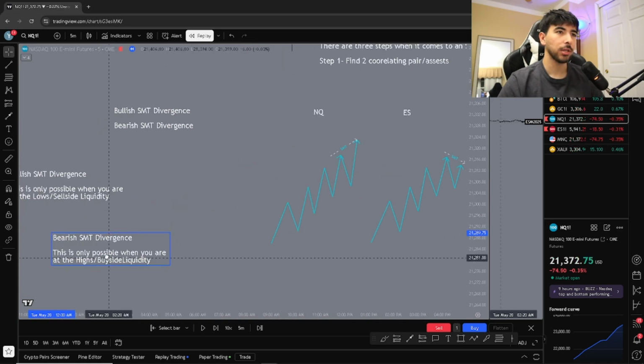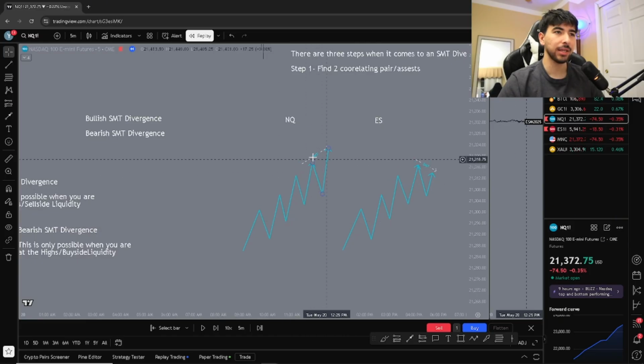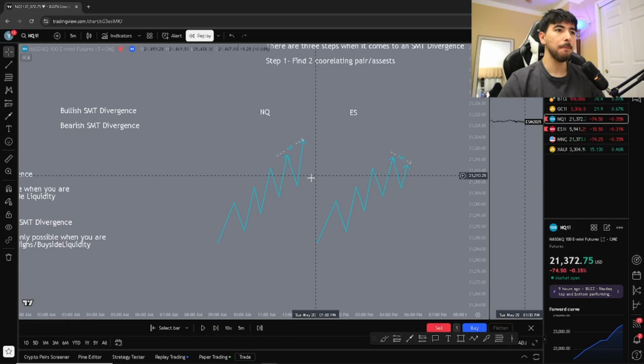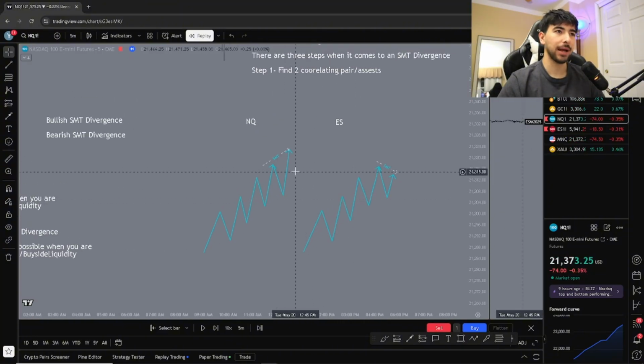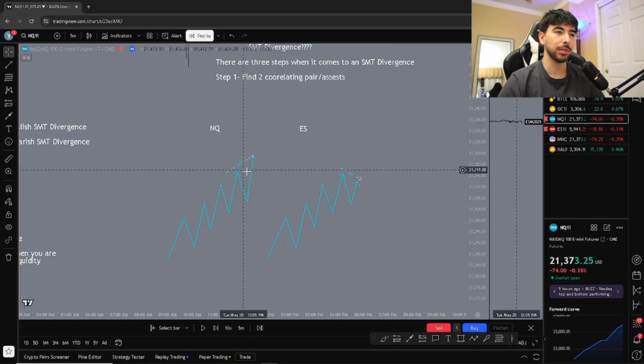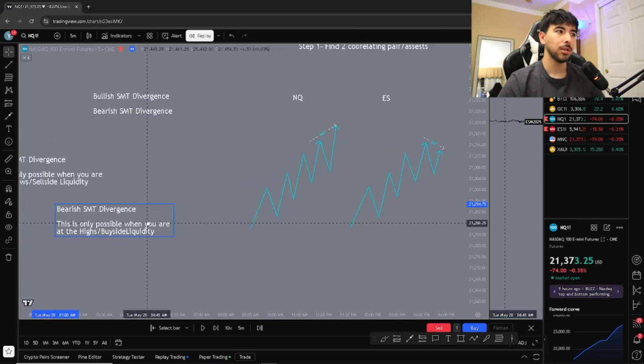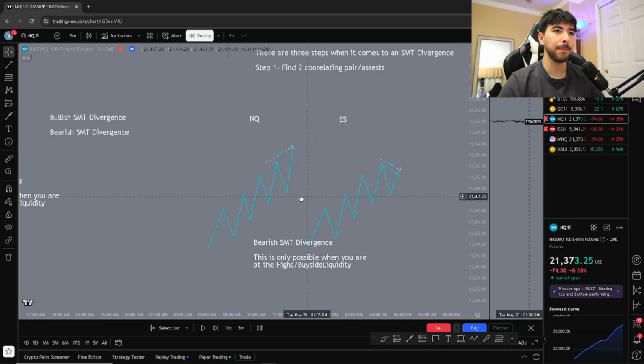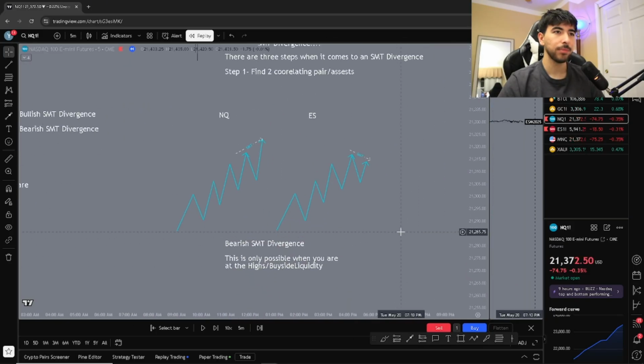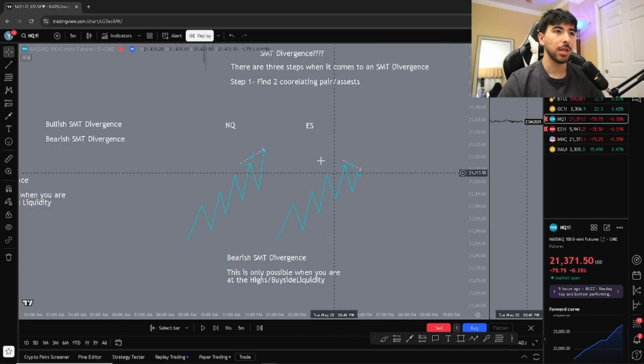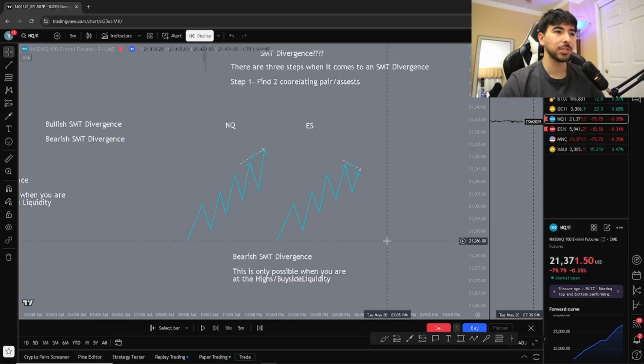Well, let's look. Where are we? Are we at the highs taking out buy side liquidity, or are we at the lows taking out sell side liquidity? Well, we're at the highs, obviously, because we're in an uptrend. We're at these highs taking out this buy side liquidity. We didn't take out this buy side liquidity, so this right here is a bearish SMT divergence. All right, so I want you guys to note this down. It is only possible to have a bearish SMT divergence like this when we're at the highs.